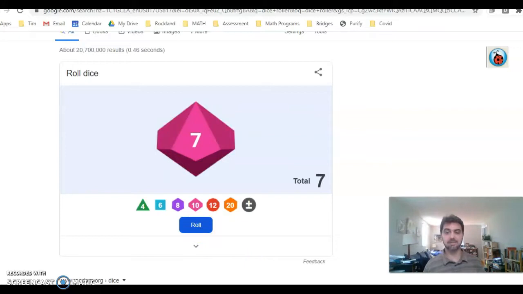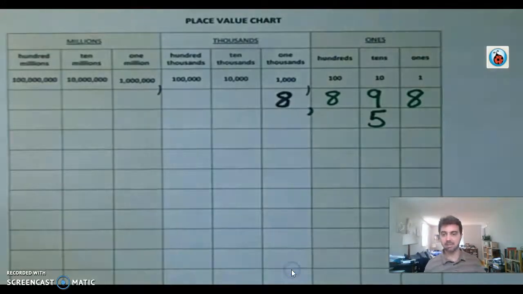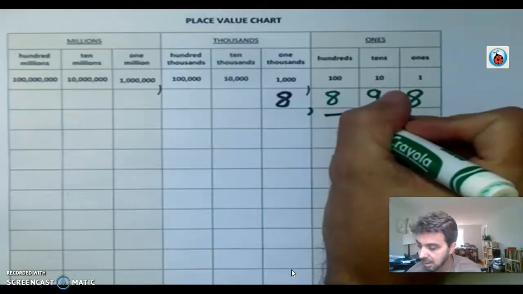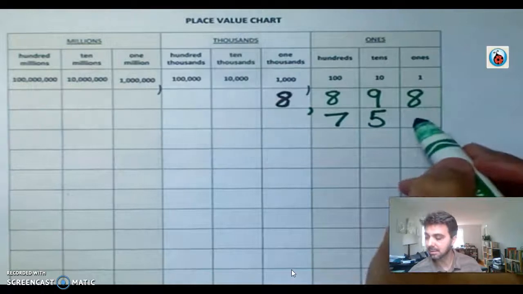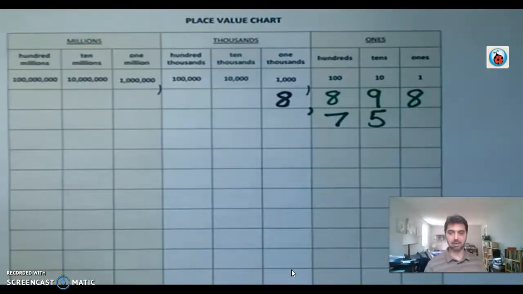7. Okay, 7. So where are you going to put your 7? I'm going to put mine here, hoping I get an 8 or a 9 here. I hope I don't get a higher number that I have to put over there. All right, let's see what happens.